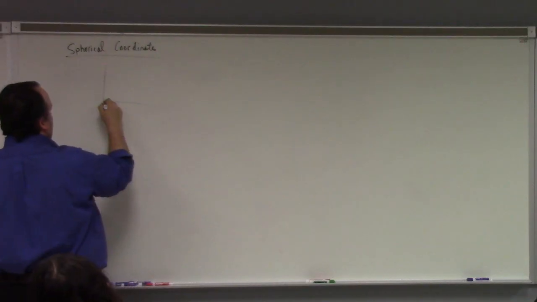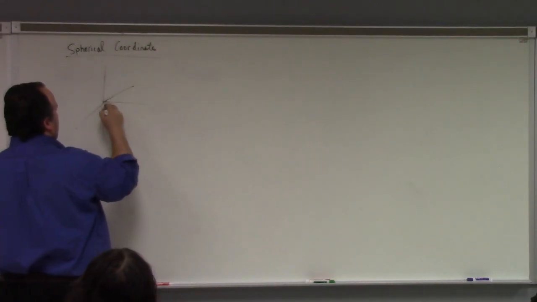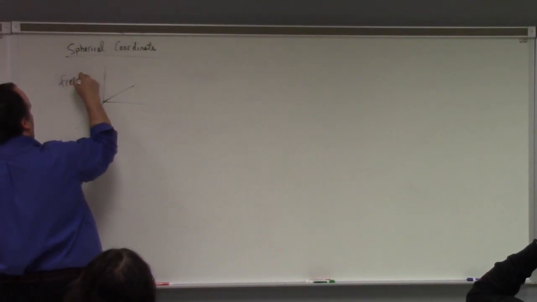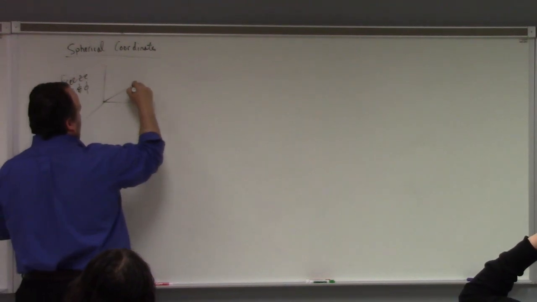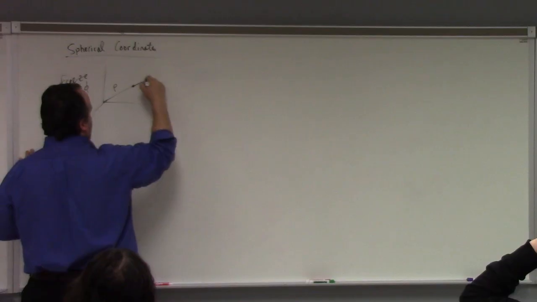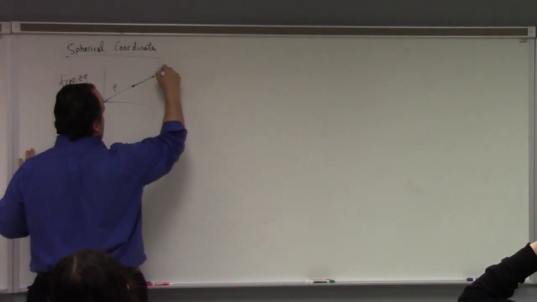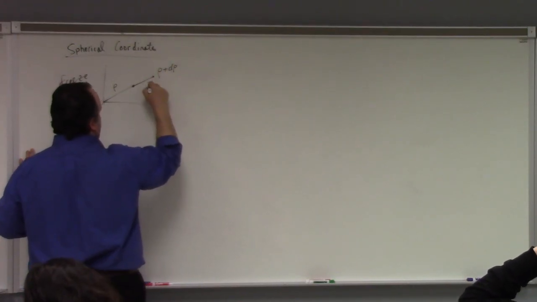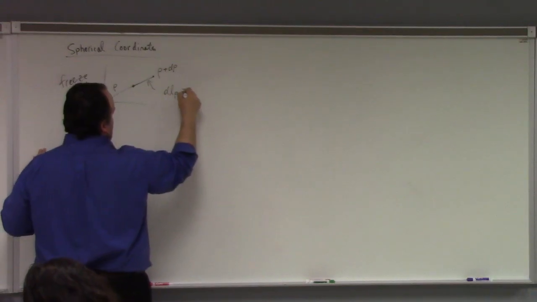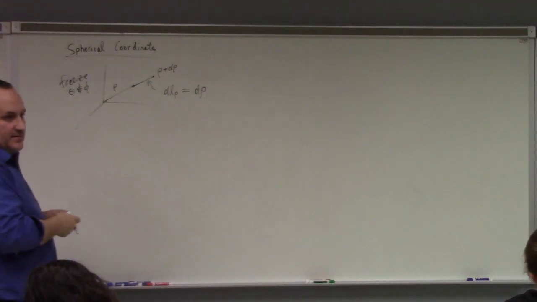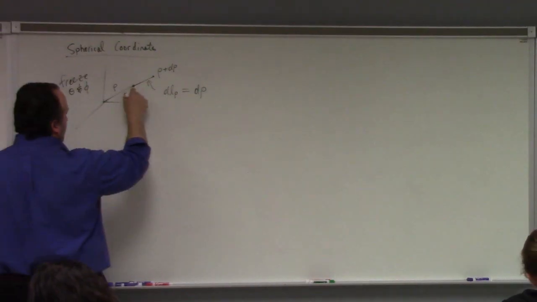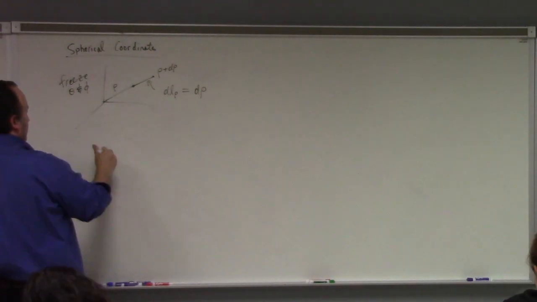So in my picture, I freeze theta and phi, right? I go here, which is at rho, and I go out here to rho plus d rho. What's the length of my little infinitesimal? It's just d rho, right? The length, if we just go from rho to rho plus d rho, freezing those.